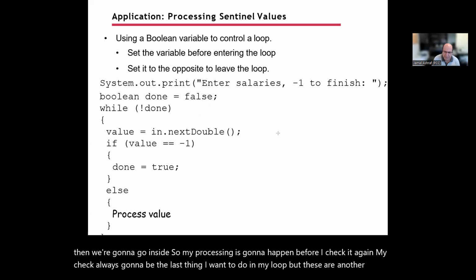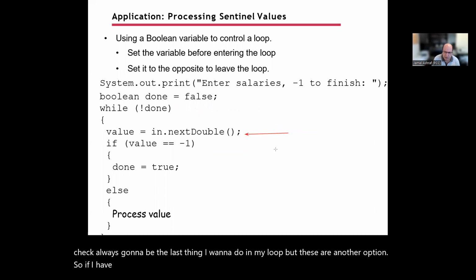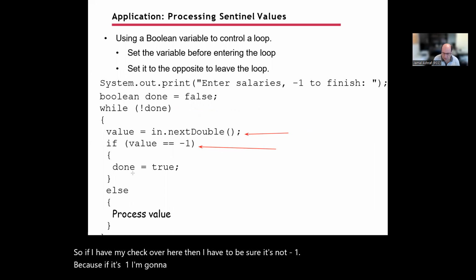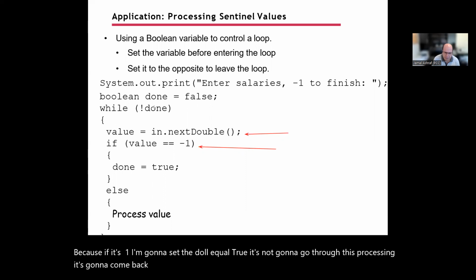If I have my check over here, then I have to be sure it's not -1. Because if it's -1, I'm going to set done equal to true. It's not going to go through this processing. It's going to come back here. The opposite of true is false, and we're going to get out.